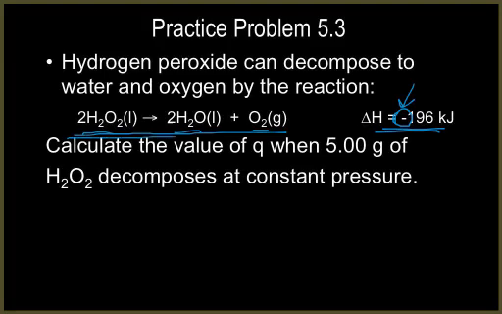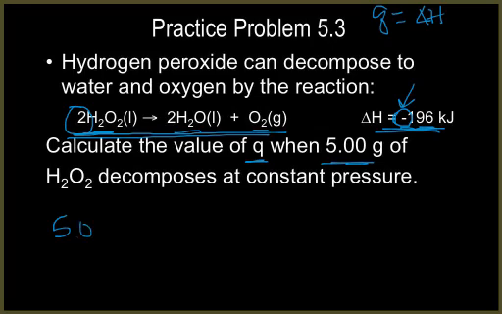Now, the way this particular problem is written, this value is per 2 moles of H2O2. So if you wanted this value per 1 mole, you would have to divide this in half. Now what we're doing is calculating the value of Q, and again, we said for now, we're going to say Q equals delta H, so those two things can be used interchangeably, when 5 grams of H2O2 decomposes. This up here is per 2 moles, but we have 5 grams, so we're going to do a conversion to figure out our value.